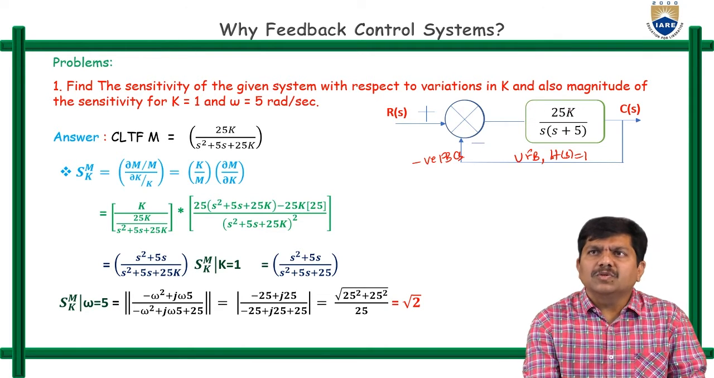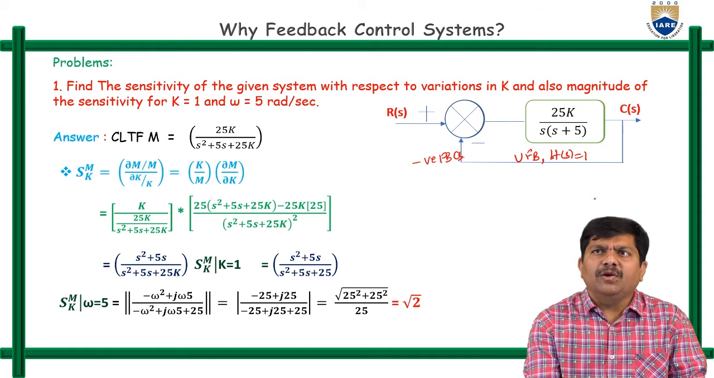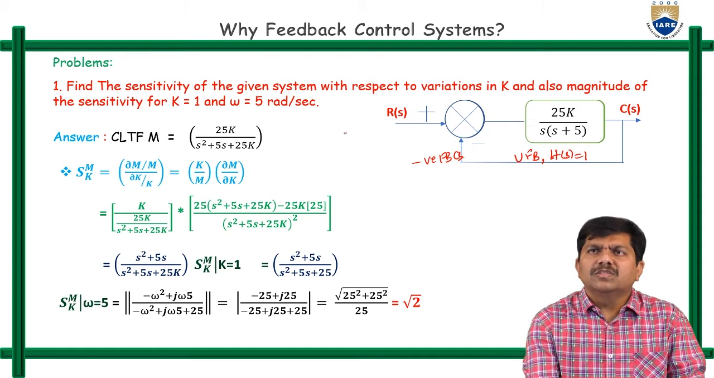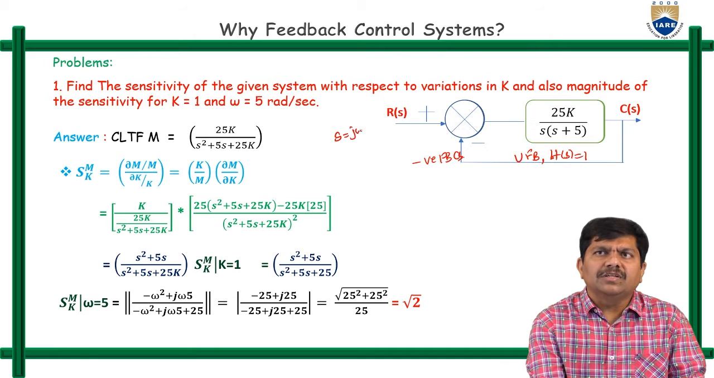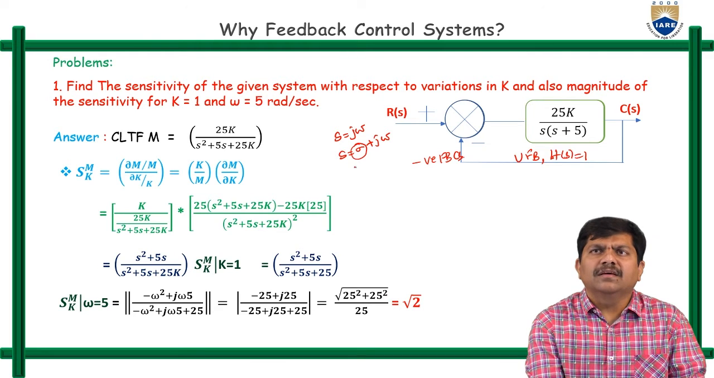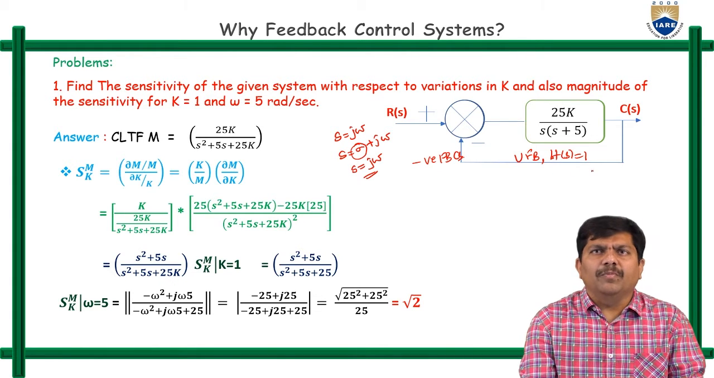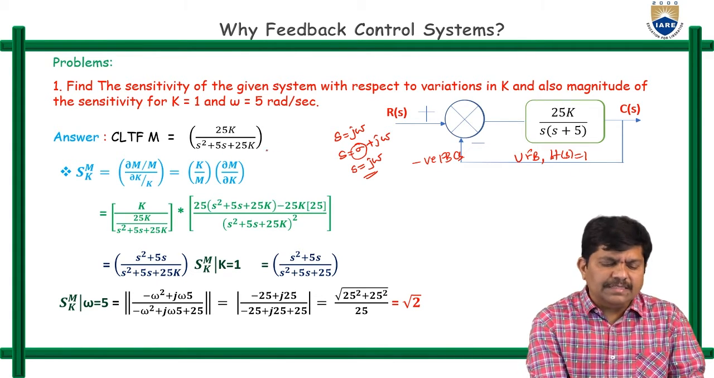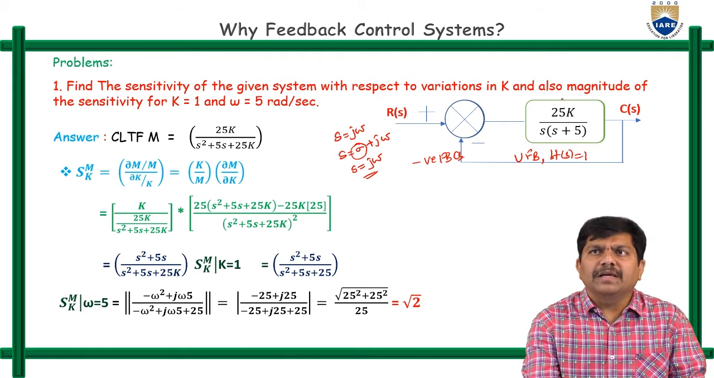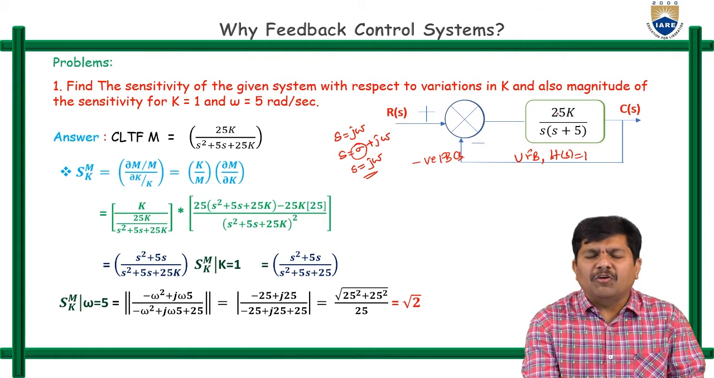And here also they have given k is equal to 1 and omega is equal to 5 radians per second. So what is this S? S is generally represented as j omega. The actual value of S is sigma plus j omega, but the real part can be ignored in the majority of cases. So the S-plane value is the imaginary axis value, that is S is equal to j into omega.